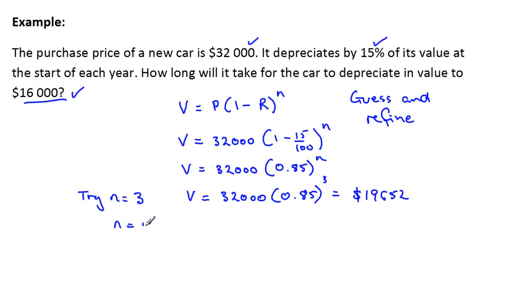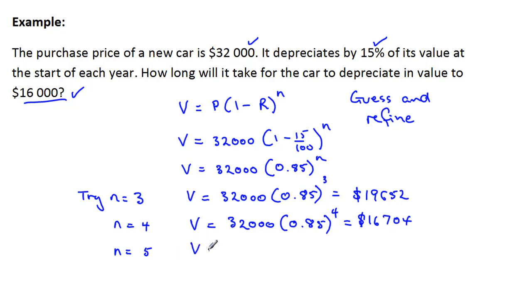Let's go n equal to 4. So V is equal to 32,000, 0.85 to the 4 this time. And if you get your calculators out and work it, you'll find that it's 16,704. Now we're not quite there, so we need to have it more than 4 years, and I would suspect that through this time period, by the end of 5 years, it would have devalued to where we want it to go.